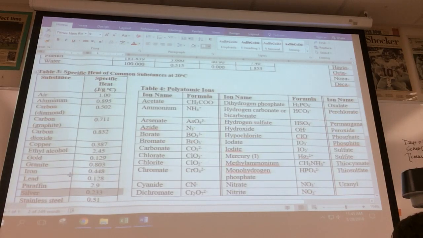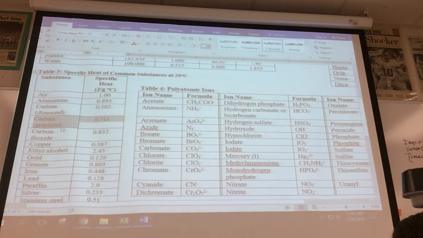And on table 3, on the back of your second semester periodic table, you will find these specific heats. The substances are listed in the first column. The specific heat, abbreviated with a lowercase c in joules per gram degrees Celsius, are listed in the second column. Air has a specific heat of 1 joule per gram degrees Celsius.